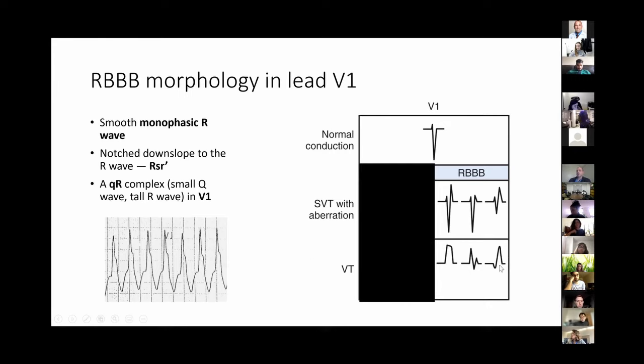And then if you have QR complexes, it's more suggestive of VT. Again, you have to incorporate all the clinical information. This is not an isolated thing. If I just saw one thing, yeah, I'm done. This is VT.